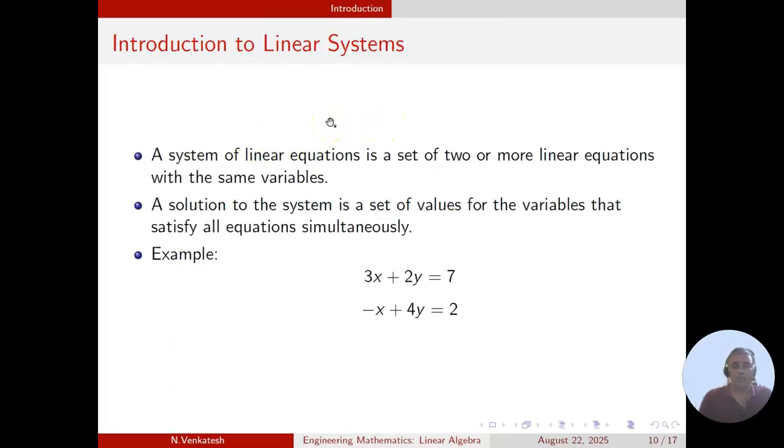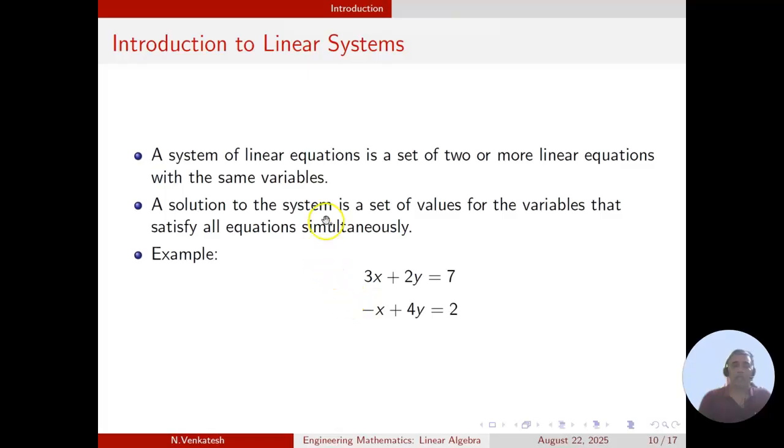The next one is the system of linear equations. A system of linear equations is a set of two or more linear equations with the same variables. Now, a solution to this system of linear equations is a set of values given to those variables such that all equations are satisfied simultaneously.